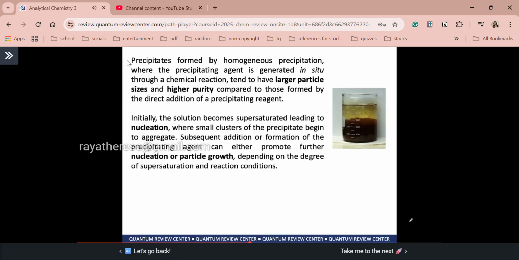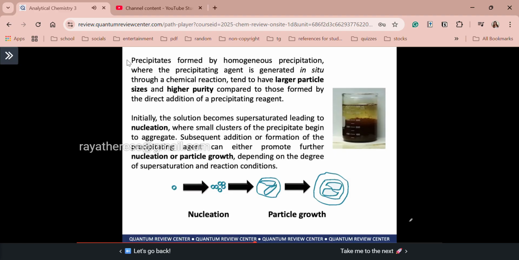So initially, ang solution natin nagiging super saturated. And then, of course, the particles, the small nuclei are now clustering, nag-aggregate na sila, nag-form na sila. Subsequent addition or formation of the reagent can promote further nucleation. Kaso class, kung puro nucleation ng maliliit yung particles, so we need to move on to particle growth. So you need to carefully control your reaction conditions. Okay? Bakit? Mas gusto natin na bigger yung sizes ng particles because they are usually purer. Okay? Mas pure ang mga larger particles.